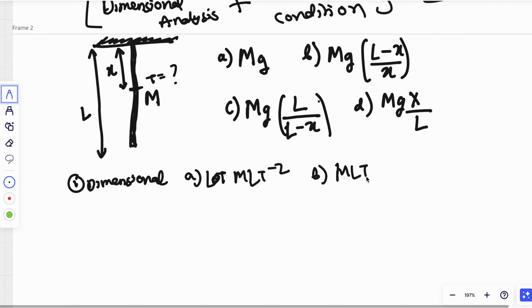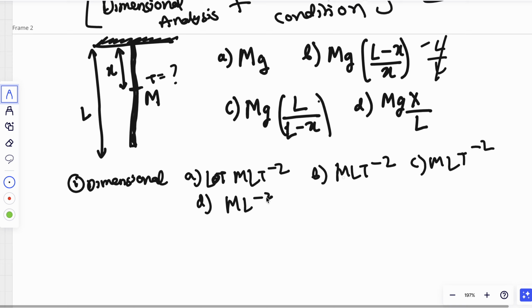M L T raised to minus 2 only. This L by L, L by L will get cut. What is option C? Option C is M L T raised to minus 2. Again mass, L, T raised to minus 2. This L and L will get cut because this is final length and length only, right? What is D? D is M L T raised to minus 2. Again this L and L will get cut.